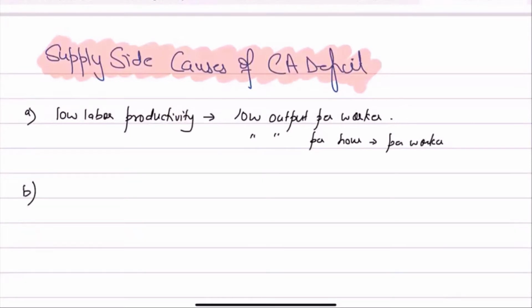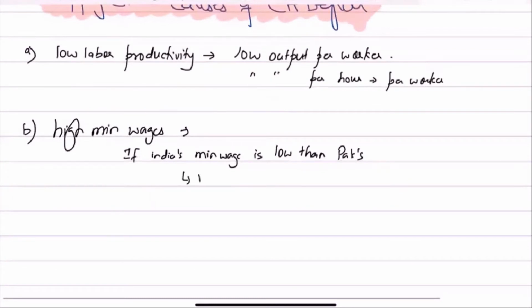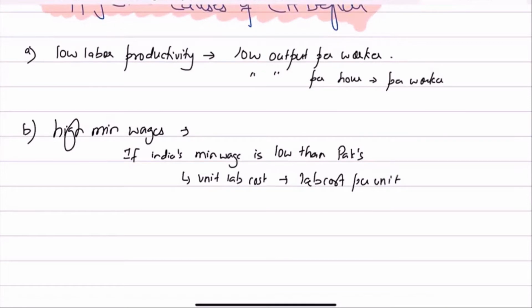The next factor is high minimum wages. Obviously, if the minimum wages in Pakistan are higher than those of competitor countries like India, or if there are no minimum wage laws in India, or the minimum wages in India are very low, then the unit labor cost, that is, the labor cost per unit, would be very low in India.